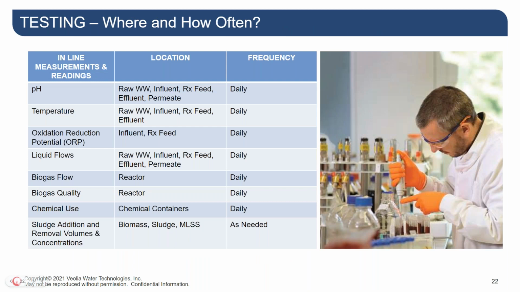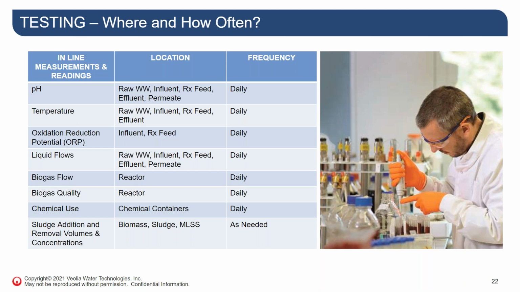The pH, and these refer to those drawings that we just went over. The pH, you want to measure the raw wastewater pH, the influent pH, the reactor feed pH, and the effluent/permeate pH if you have a low rate system. And you would do that daily. pH is so important to anaerobic digestion and to the activity of the biomass.